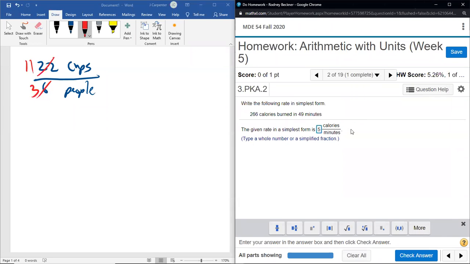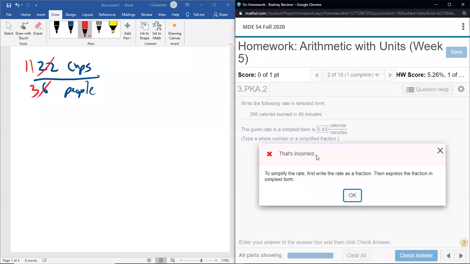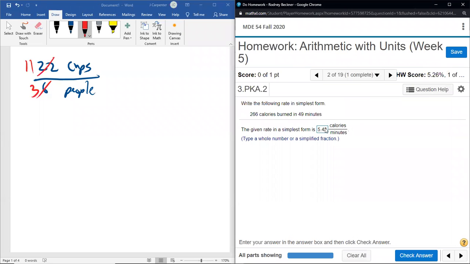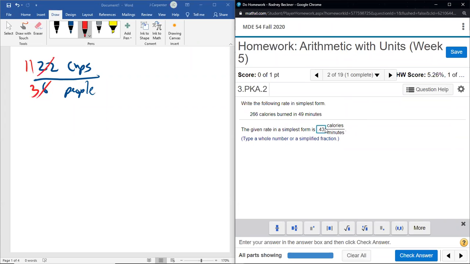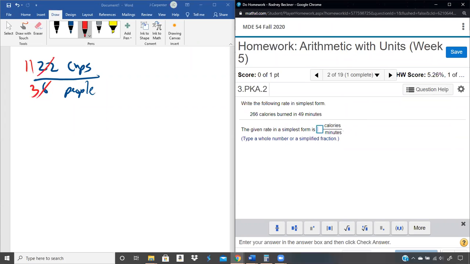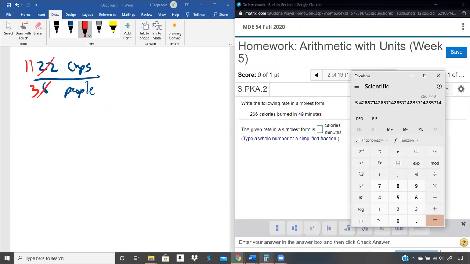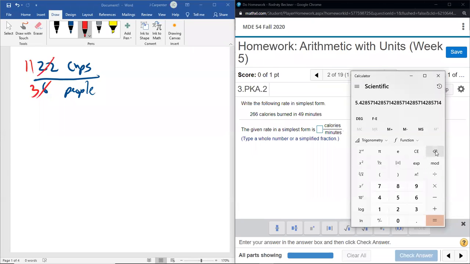Maybe you just, oh, they wanted me to round to the nearest tenth or hundredth. They just didn't tell me that. And it says it's wrong. Okay, that's because we weren't supposed to do it that way. If they asked for it as a unit rate and rounding to a specific place, then that's what we would want. Clear, please. Thank you.